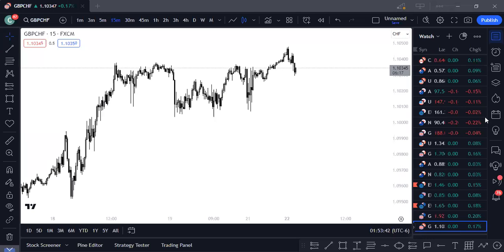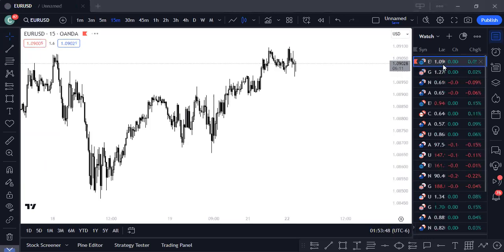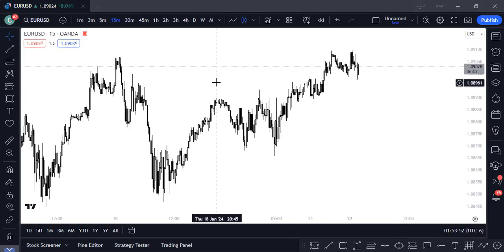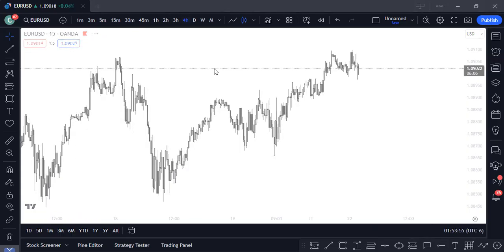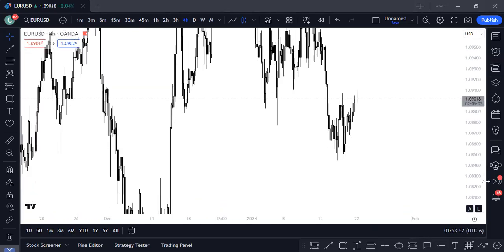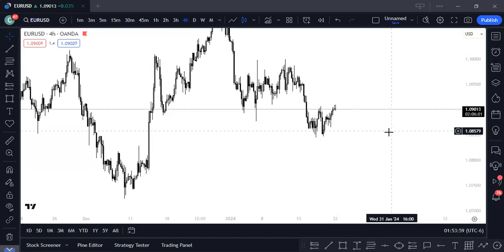All right, guys. So this is it. This is how I trade. First on my watch list is Euro USD. I look out for where price is coming from and where price is going to. Okay, let's be quick about that.